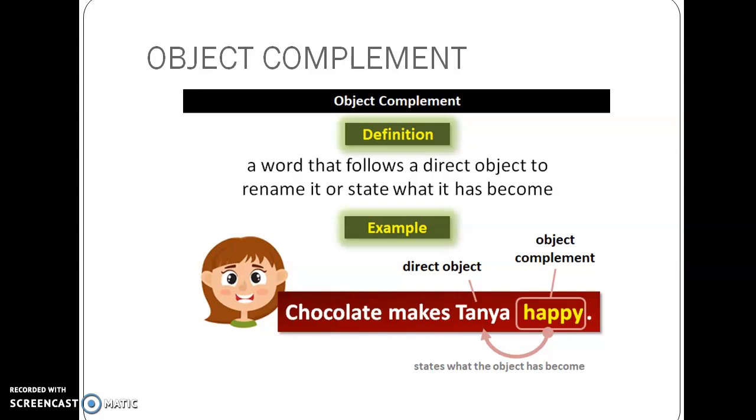Chocolates don't tell us about Tanya. Makes does not tell us about Tanya. But happy tells us that she is happy when she gets chocolates. So, happy is telling us more about the direct object Tanya. So, happy is an object complement.